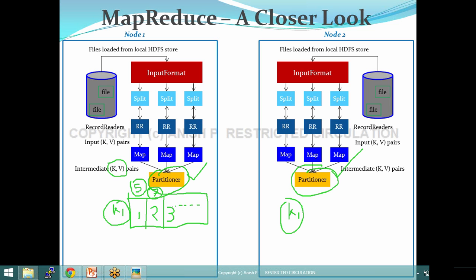So guys, this is the reason that all the values for the same key are always going to the same reducer. Hope you understand this.